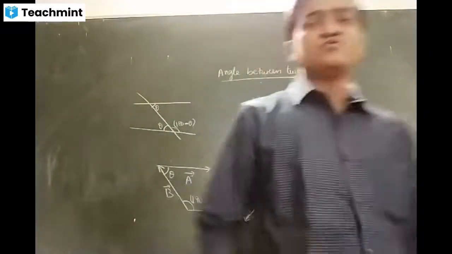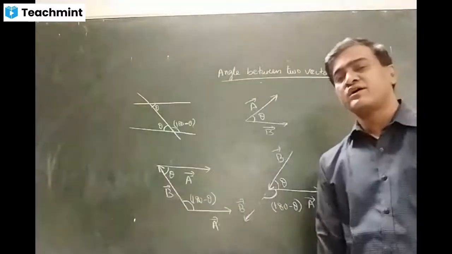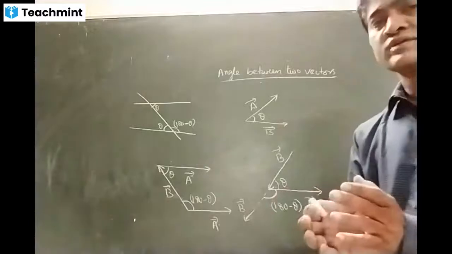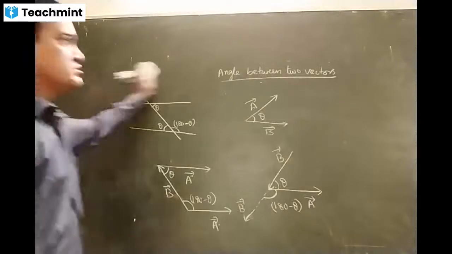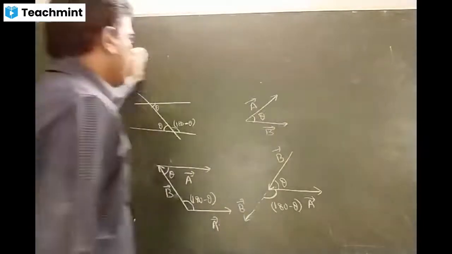Because I have joined two vectors such that the two tails should coincide with each other. Two tails should coincide with each other. Okay? Fine.